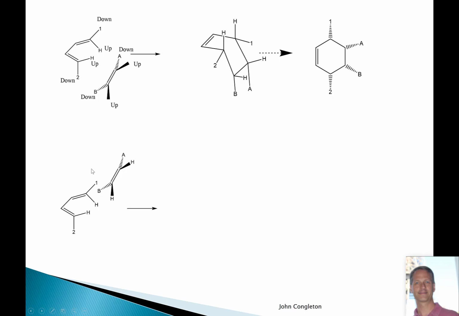Now if we do this from the top side, then we end up with these H's getting pushed down. So from the bottom attack, the H's go up. From the top attack, these H's get pushed down. So there's your two H's here. And then your A and B here will be pushed up. So they're going to be in this up position. And then if we take that molecule and grab it like a plate and rotate it towards us, you end up getting this product. Now these are enantiomers of each other.